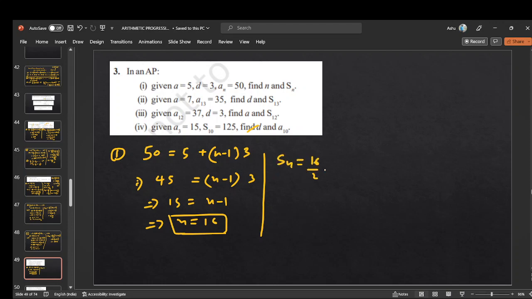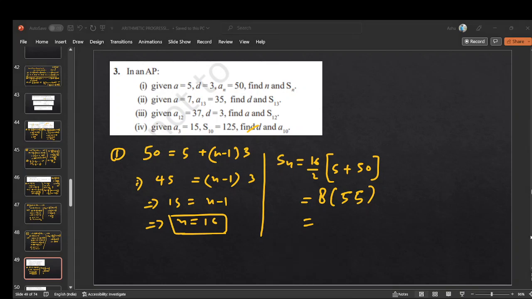If we have information about n, then we can find out the Sn. Here 16 by 2, and first term is 5 and last term is 50, that is 55. 2 eights are 16, and here 55. Clear? Now what is the value of 8 into 55? 8 fives are 40, 8 fives are 40. Then it will be 440.